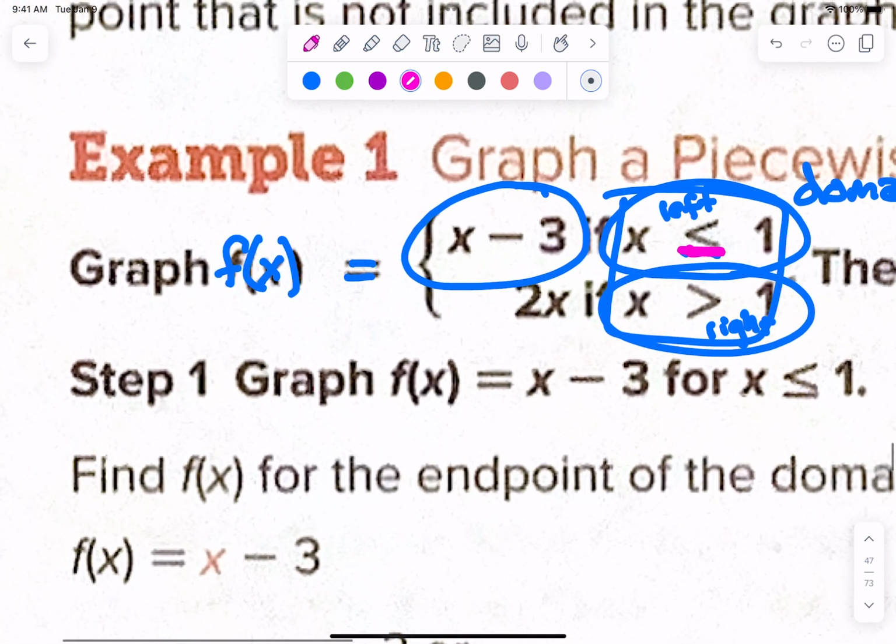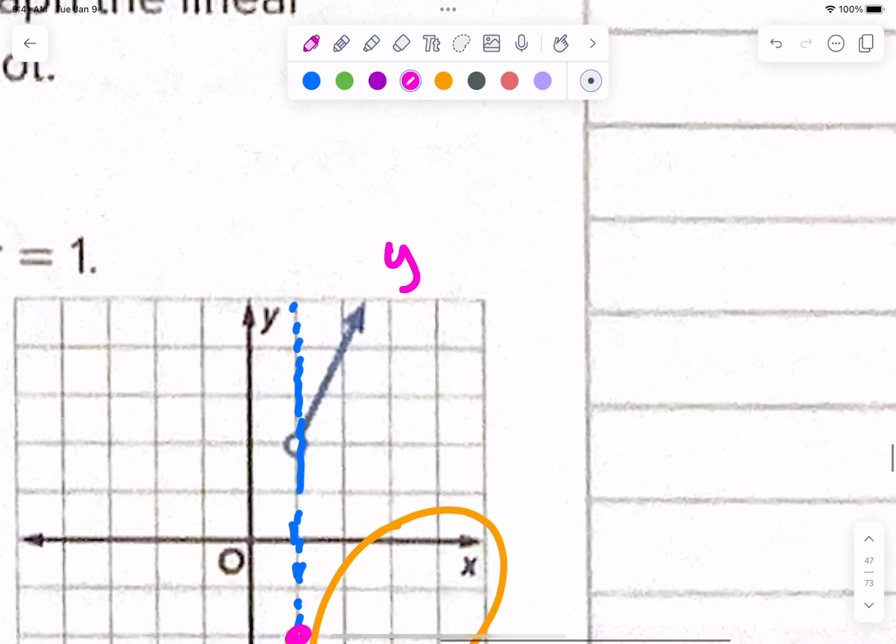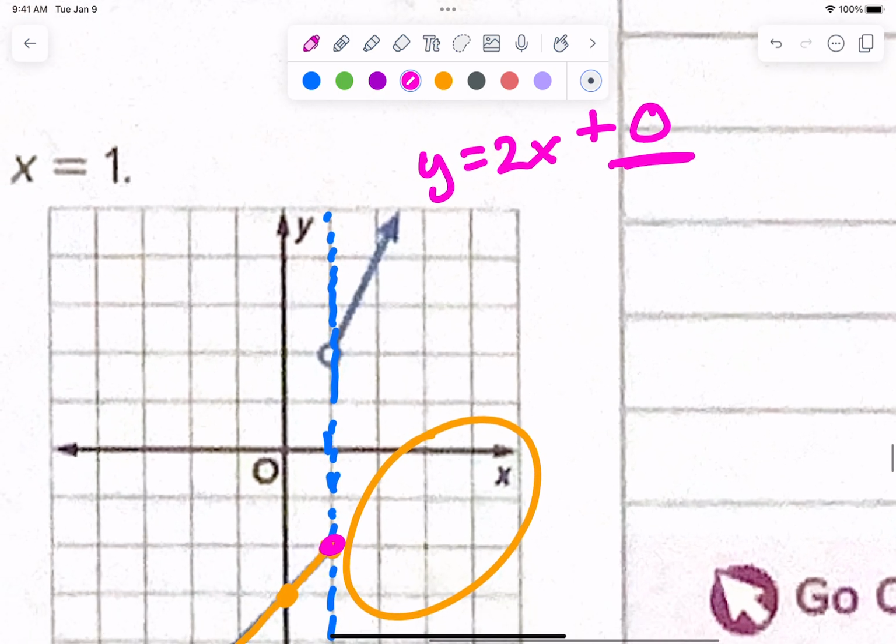Okay, so let's talk about this one. This one is saying 2x. So I'm looking at the graph of y equals 2x. That's in mx plus b form, but what's my b value? 0. So I'm going to start at 0, and what's the slope? Up 2 over 1.